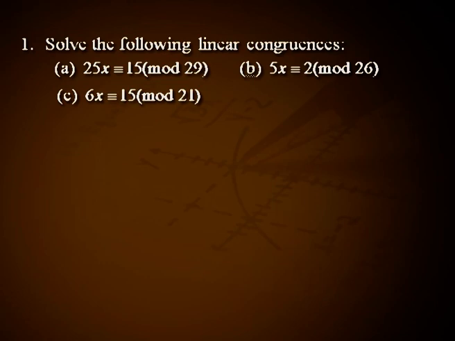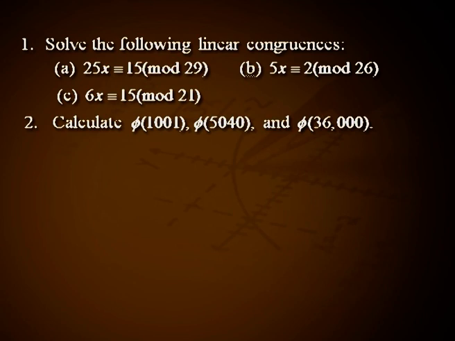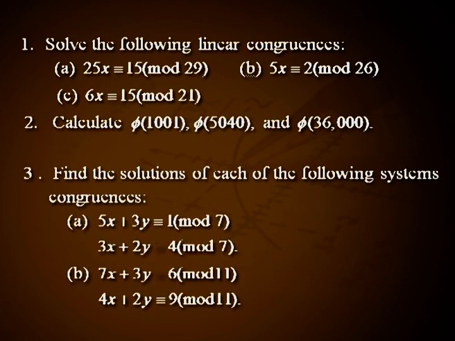Solve the following linear congruences: 25x ≡ 15 mod 29, 5x ≡ 2 mod 26, 6x ≡ 15 mod 21. Calculate phi(1001), phi(5040) and phi(36000). Find the solutions of each of the following systems of congruences. A: 5x + 3y ≡ 1 mod 7, 3x + 2y ≡ 4 mod 7. B: 7x + 3y ≡ 6 mod 11, 4x + 2y ≡ 9 mod 11.